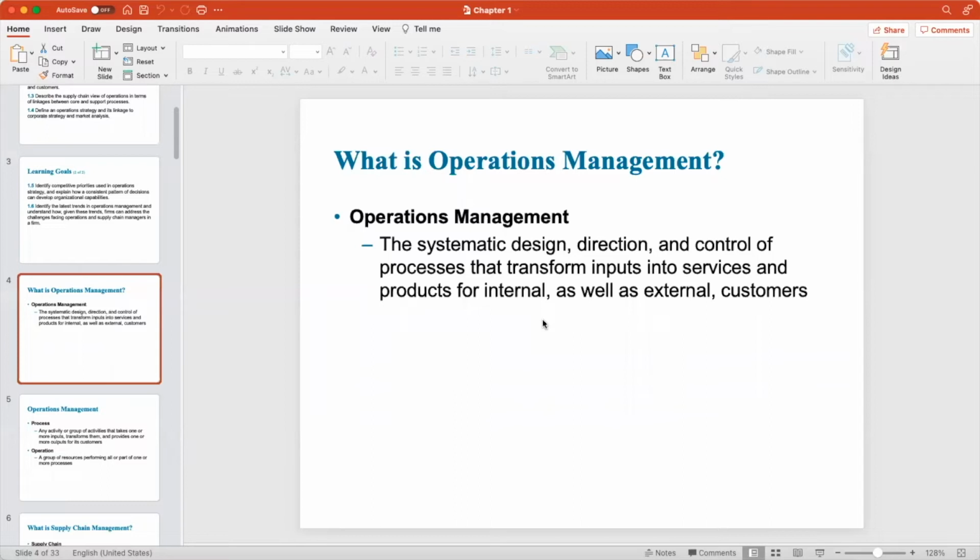What is operations management? Okay, here of course you can clearly see the definition of operations management, but what I really want to emphasize is that, first of all, this is an operational process. Okay, it includes design, direction, monitoring, and control. But the core element within this process is to transform inputs into outputs. That's actually very straightforward and clear, right?